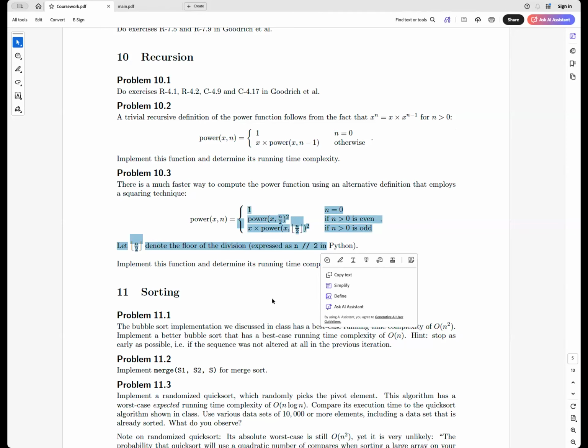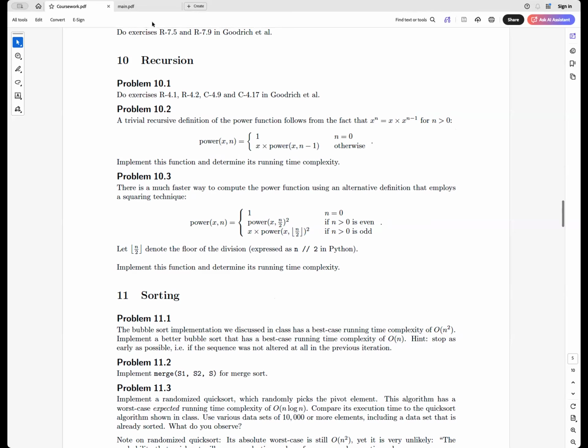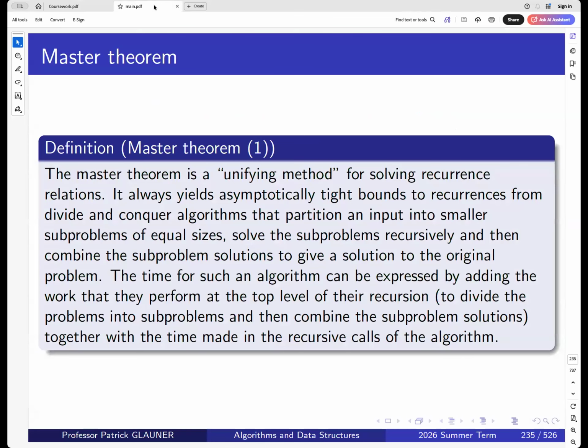For this one here, this is the same recurrence relation as for binary search, and the solution is O of log n. Now, solving recurrence relations and then determining the running time complexity is maybe not that easy for some of you.